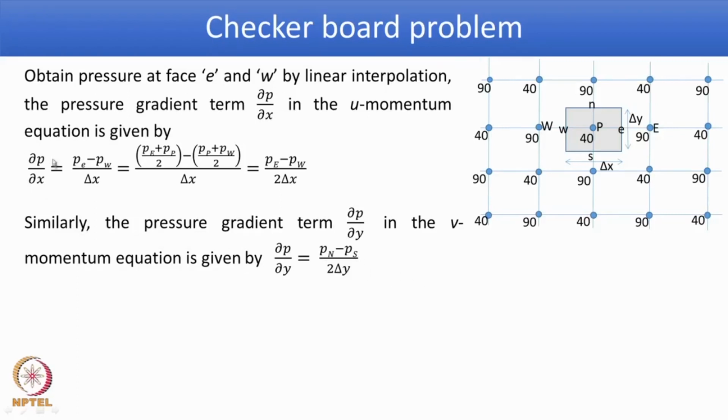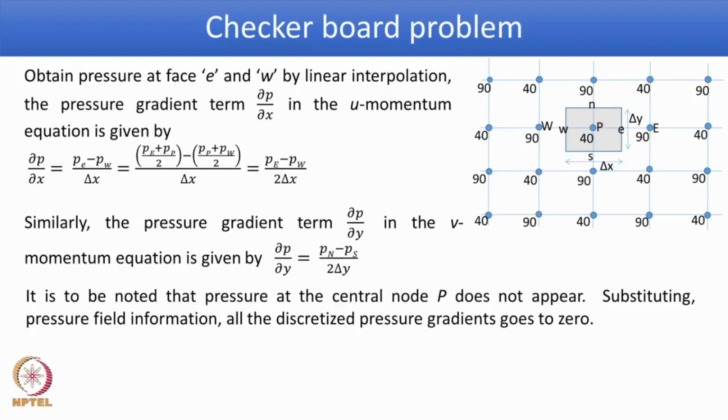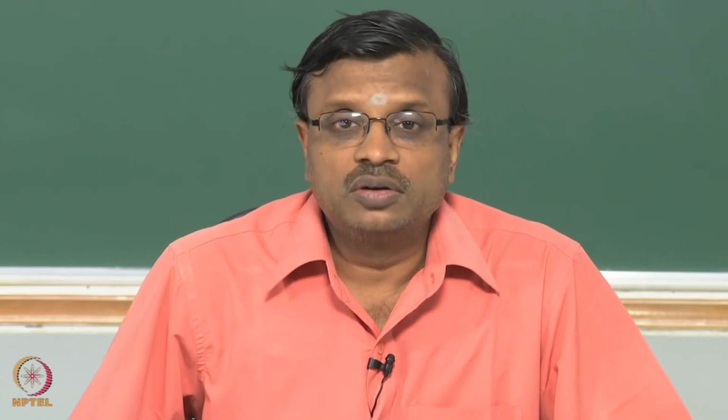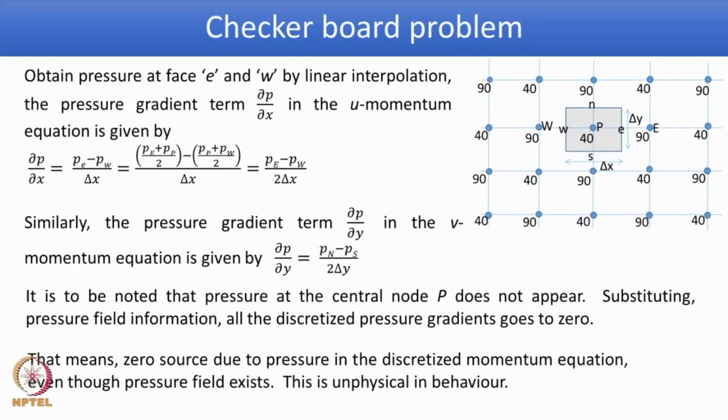Now, what is to be noted: you are interested in finding ∂P/∂x and ∂P/∂y, and you get expressions without the node of interest appearing. So, it is to be noted that pressure at the central node P does not appear in the final expression for the gradient ∂P/∂x or ∂P/∂y. Now, if you substitute the pressure gradient terms in the discretized Navier-Stokes equation, then all the pressure gradient terms will go to 0, which otherwise means there is no source term appearing in the discretized Navier-Stokes equation, which is unphysical. So, that means there is zero source due to pressure in the discretized momentum equation, even though there is a pressure field as shown in this figure, and this is quite unphysical. This is the problem with the collocated arrangement.